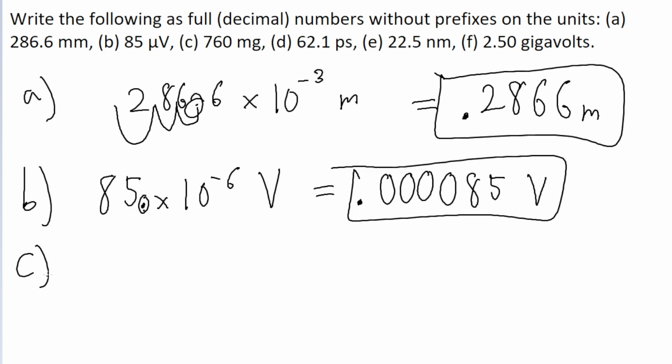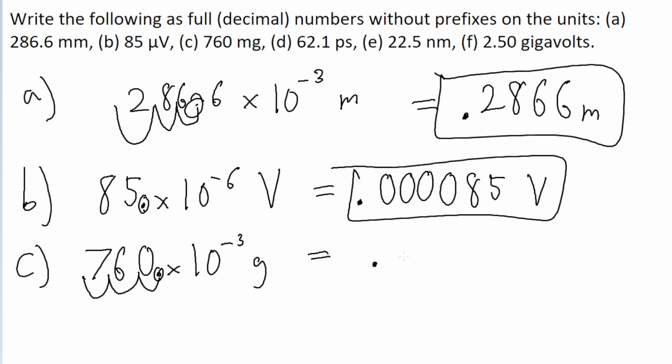Moving on to part C, we have 760 mg. Just like in part A, that lowercase m just means milli, or a thousandth, so we can expect that our answer is going to be something that looks smaller. And so, just like in part A, we can think of this as a power of 10 to the negative third power. So that's 760 times 10 to the power of negative 3 grams. Taking the decimal point, which is to the right of the 0, and moving it over 3 spots to the left, we can see that this is equal to 0.760 grams.